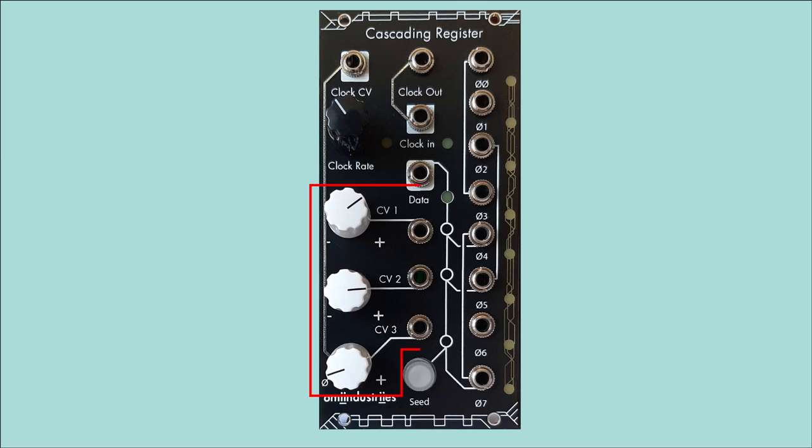The cascading register has three CV outputs derived from the state of the bits in the shift register using simple digital to analog converters. CV1 comes from stages 0 through 3, CV2 comes from 2 to 5, and CV3 comes from 4 to 7. You'll notice each of the groups is offset by two stages, creating three patterns derived from the same data but shifted by two clock pulses.